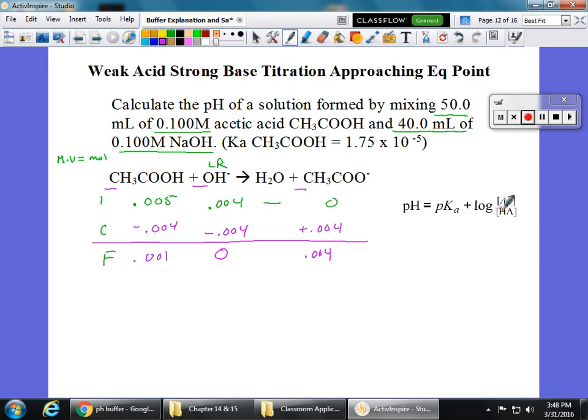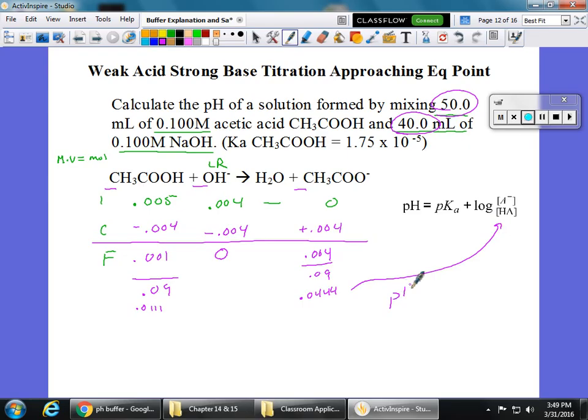Now, to use this equation, we've got to turn these into concentrations. We can't use the Henderson-Hasselbalch with moles. We need a molarity, so we have to divide these by the total volume. Let's go back up into the problem. We had 50 milliliters and added 40 milliliters. That's 90. So if I divide the moles by the volume, 0.09 liters, that gives us a molarity of our acid of 0.0111, and our conjugate base would be 0.0444.